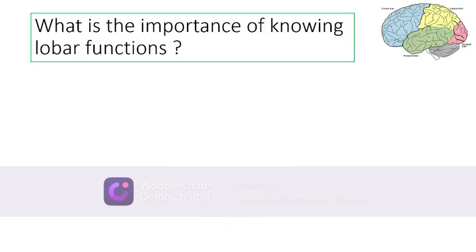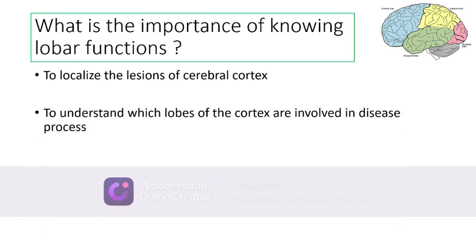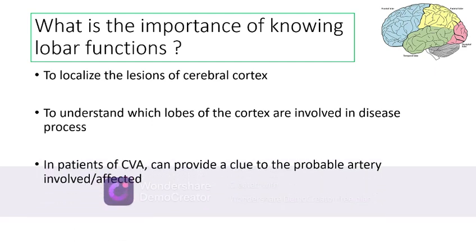So what is the importance, that is, why should we know the different lobar functions? 1. They'll help you to localize the lesions of the cerebral cortex. 2. They help you to understand, in a particular disease process, which lobes of the cerebral cortex get involved. And 3. In patients of CVA, they can provide a clue to the probable artery involved.